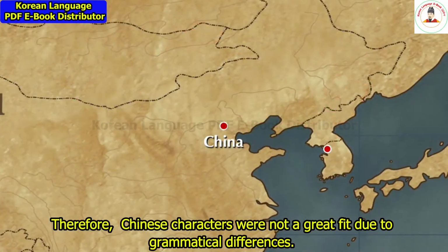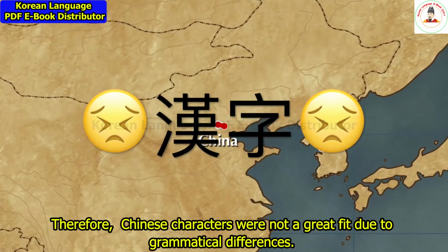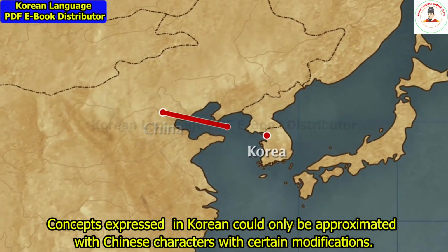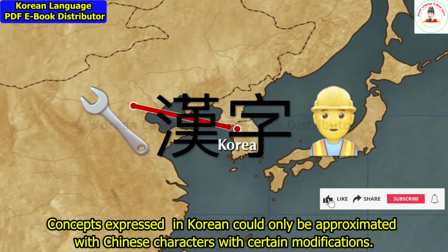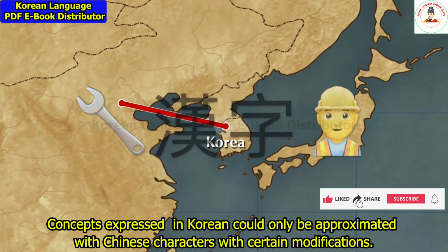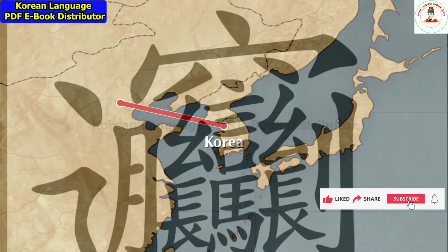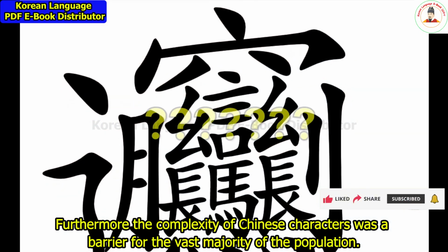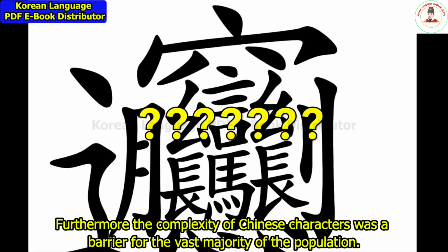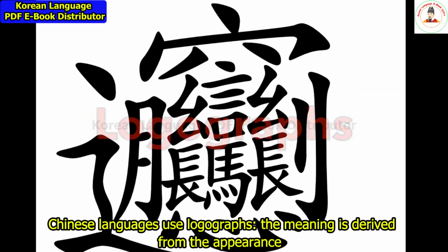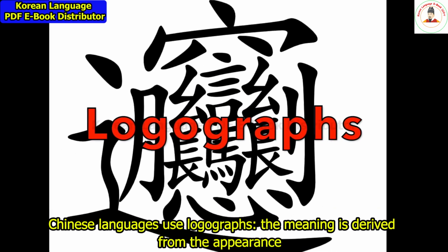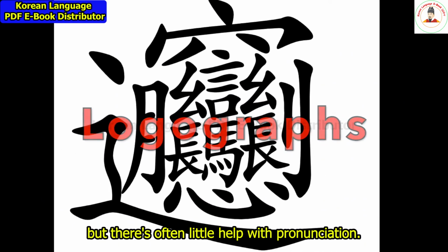Therefore, Chinese characters were not a great fit due to grammatical differences. Concepts expressed in Korean could only be approximated with Chinese characters, with certain modifications. Furthermore, the complexity of Chinese characters was a barrier for the vast majority of the population. Chinese languages use logographs. The meaning is derived from the appearance, but there's often little help with pronunciation.